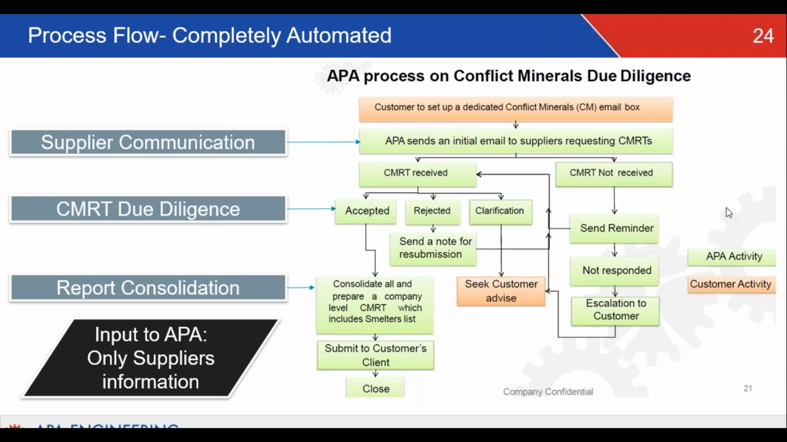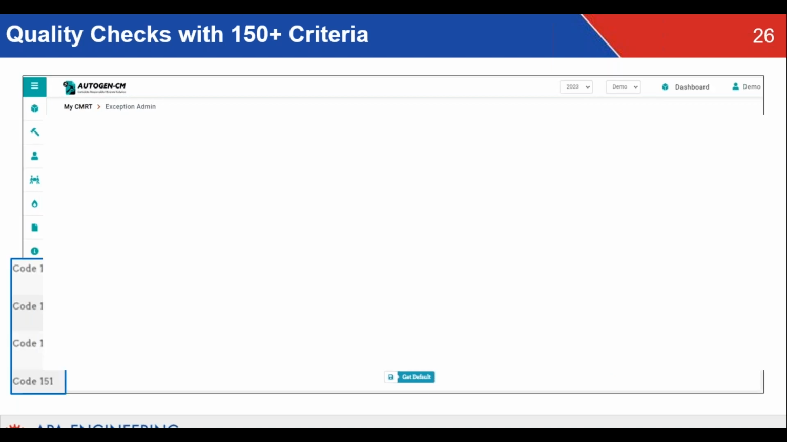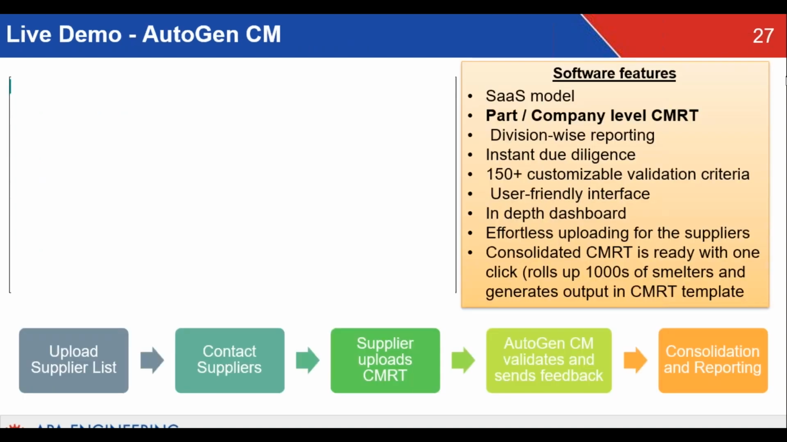Here's a screenshot of our validation criteria from code 1 to 2. Next slide. Code 150. So next slide. The key characteristics of APA software include: it's a SaaS model, division-wise reporting, instant due diligence with respect to 150 plus customizable validation criteria, a user-friendly interface, and effortless uploading for the suppliers.